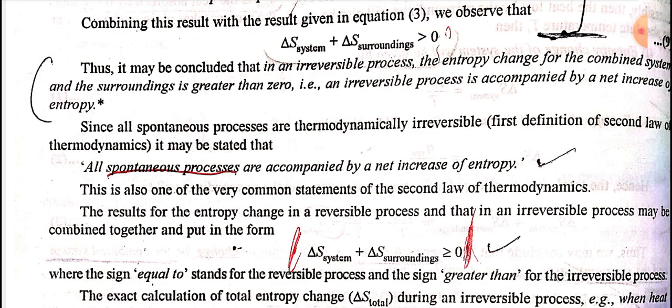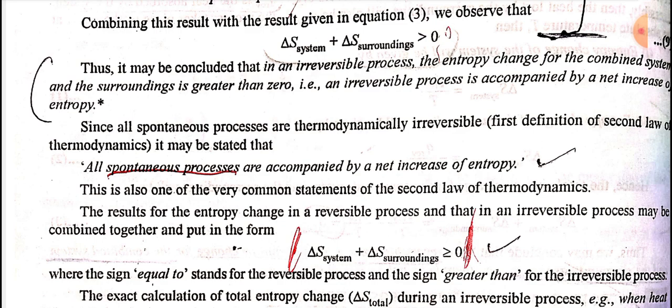Since all the spontaneous processes are thermodynamically irreversible, by the first definition of the second law of thermodynamics, it may be stated that all spontaneous processes are accompanied by a net increase of entropy. This is also one of the very common statements of the second law of thermodynamics.